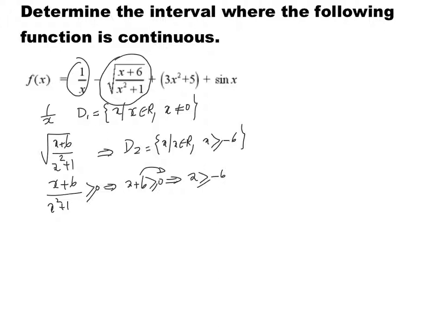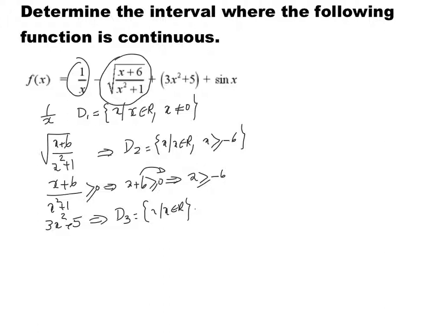The next one is 3x squared plus 5. We know that 3x squared plus 5 is a quadratic and the graph is a parabola, so this means that d3 is x such that x in R and there is no restriction. This is true for all real numbers.